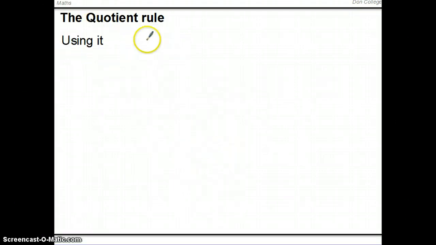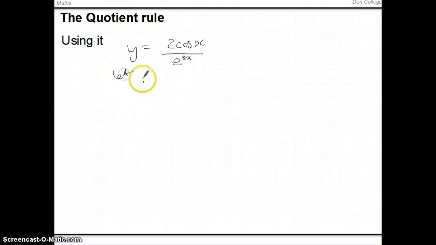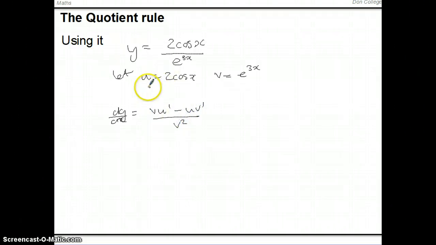Okay, so now using it, let's say y is equal to 2 cos x over e to the 3x. What we're going to do is let u equal 2 cos x and let v equal e to the 3x. We're going to use the rule dy dx, or y dash, is v u dash minus u v dash all over v squared.